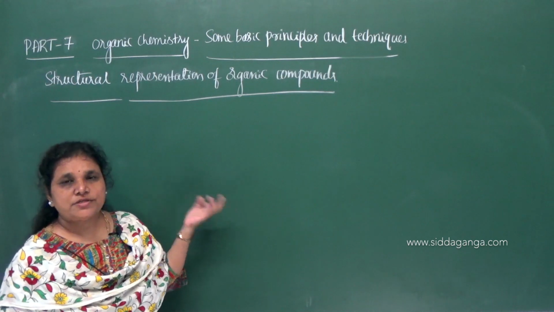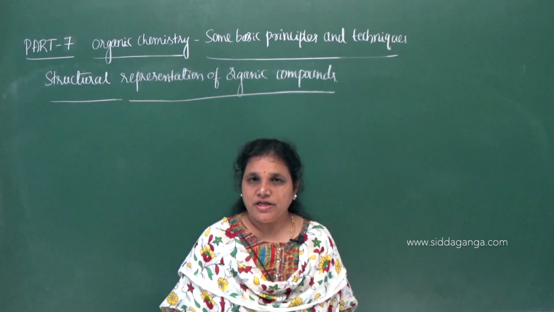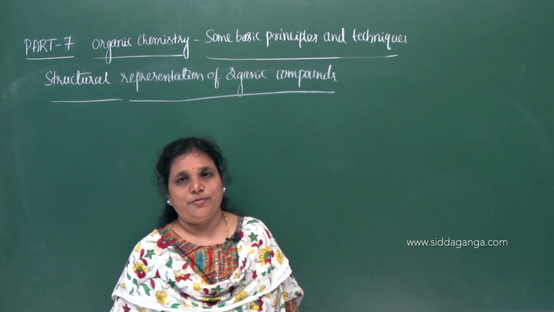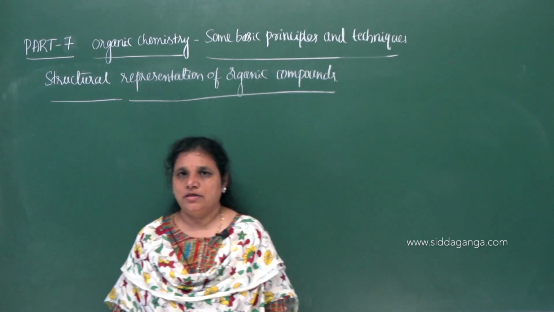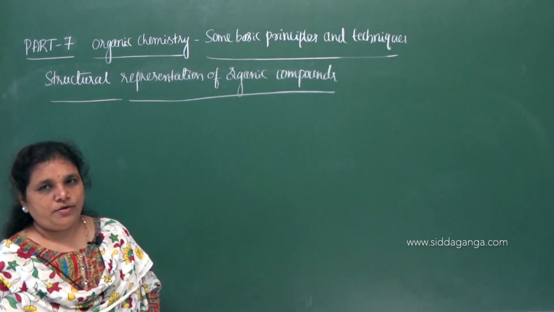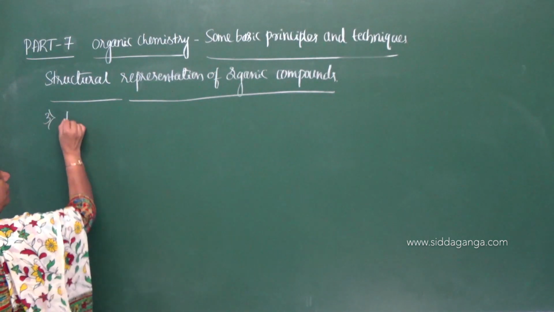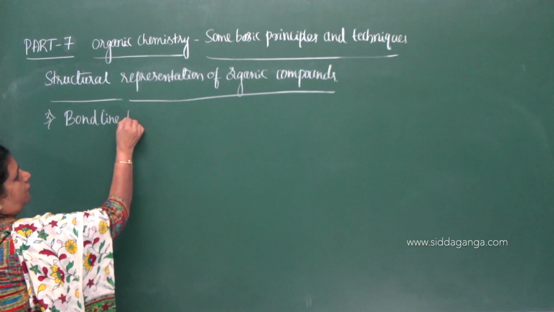In two-dimensional representation, there are three types. One is complete formula, second one is condensed formula, third one is bond line formula. In the previous class, we discussed complete formula and condensed formula. Today, let us move on to the third one, called bond line formula.